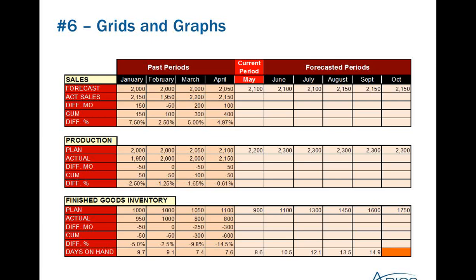Here's what a sample grid might look like, and this would be in a make-to-stock environment. At the top, it's all about the sales, and you'll see we have a number of past periods because we want to get an idea of how we have been doing, forecast versus actual. The current period is the month that we're in, and then everything else is a major forecast after that.